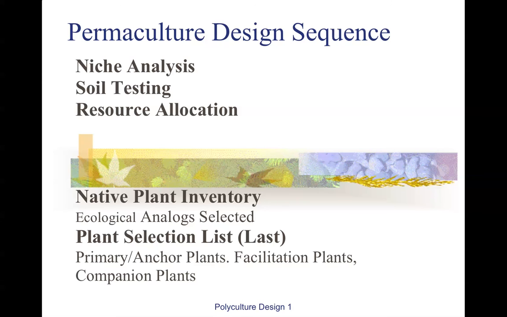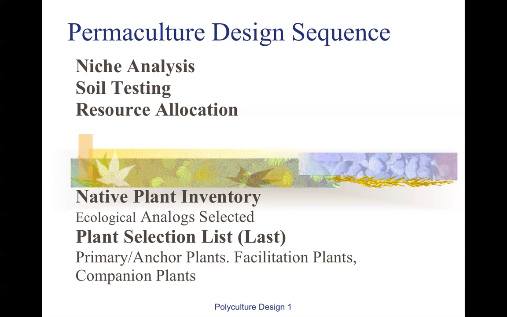So the permaculture design sequence that we've gone through so far is we've done our niche analysis. We've looked at the planting space, and the sector map, the climate and the weather and the resources that we have there. We've done some soil testing or investigation with digging some holes, checking out the soil type, and then decided what our resource allocation is going to be on this property. How are we going to use the property? How are we going to divide it up? And also how are we going to get around it?